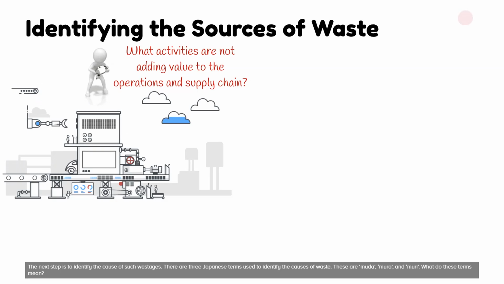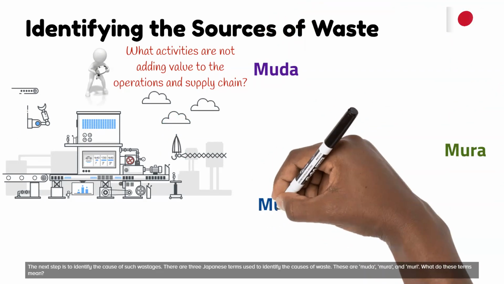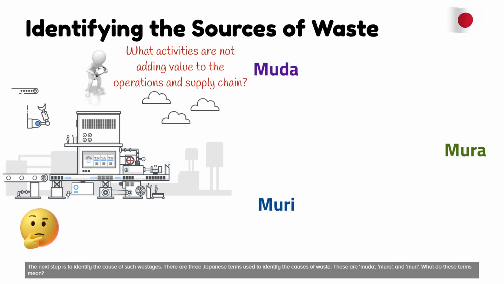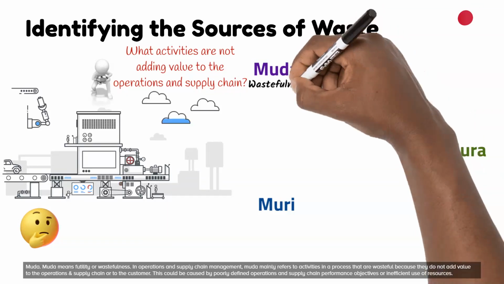There are three Japanese terms used to identify the causes of waste. These are muda, mura, and muri. What do these terms mean? Muda. Muda means futility or wastefulness.